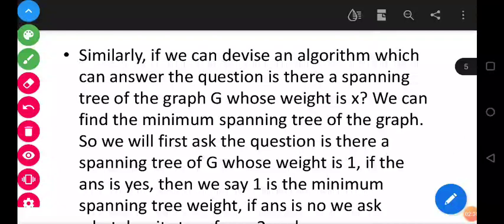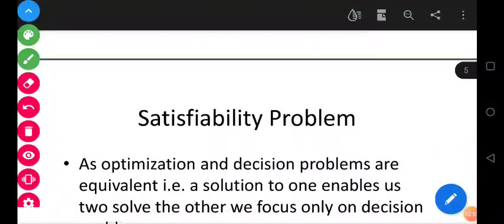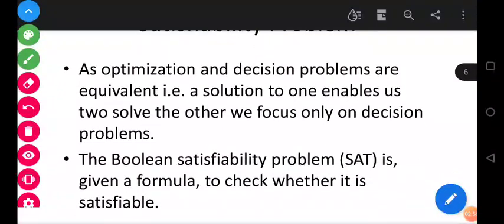Now from these two examples we can see that for every decision problem there is a corresponding optimization problem, and for every optimization problem there is a corresponding decision problem. The solution to one helps us to obtain the solution to the other. As optimization and decision problems are equivalent, in our discussion today we will only deal with the decision problems.